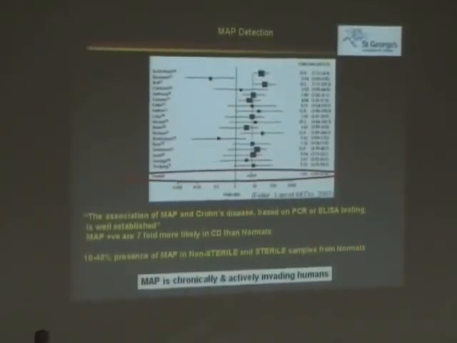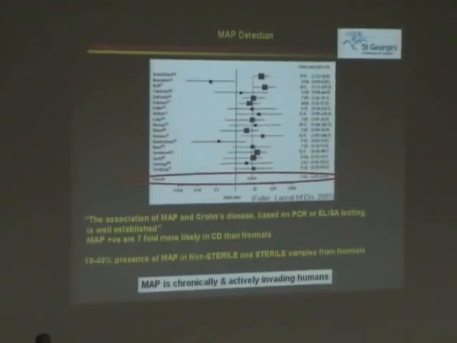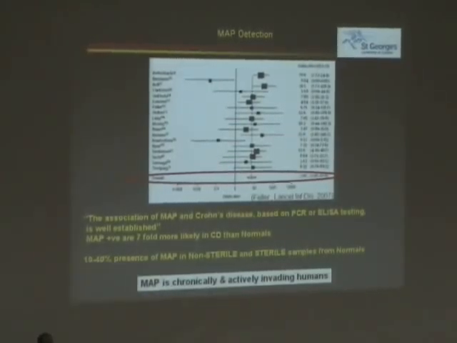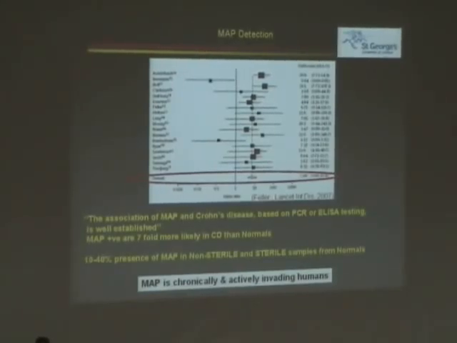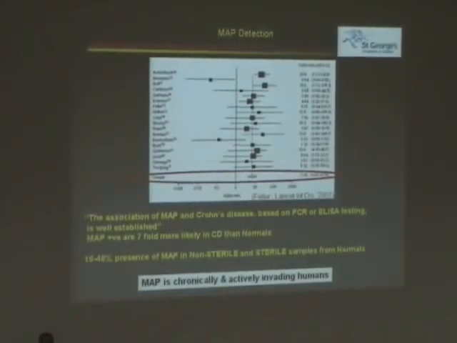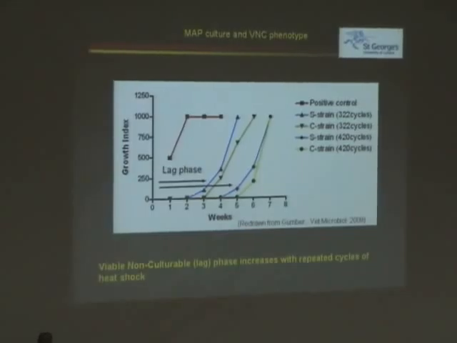This is a significant finding, not only in the non-sterile sites, but also in the sterile sites as well. We're having active, invasive MAP infection going on in normal patients. MAP is definitely infecting patients and humans. What about culture? Well, culture is a problem, particularly in humans, which is one of the major problems we've had.